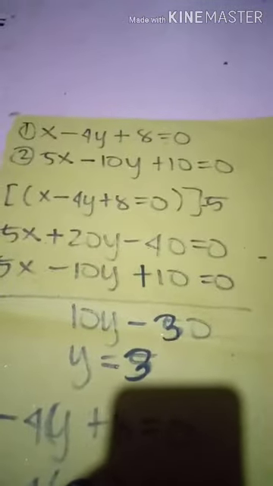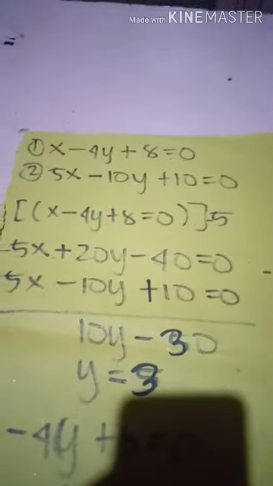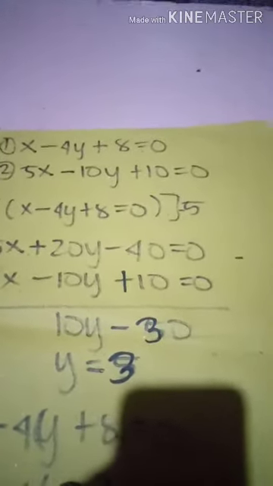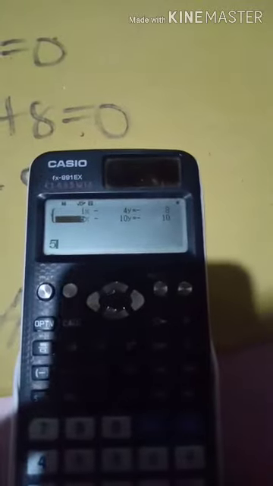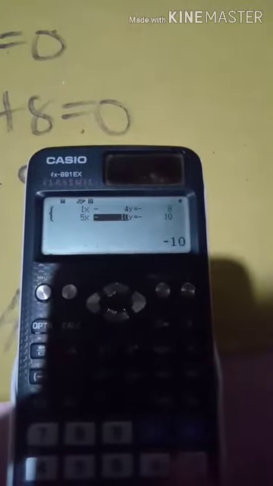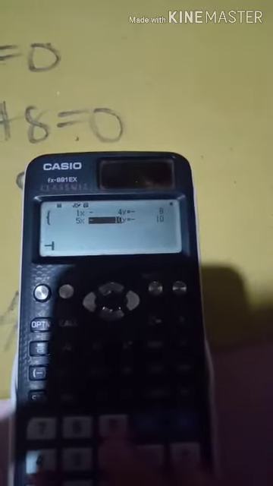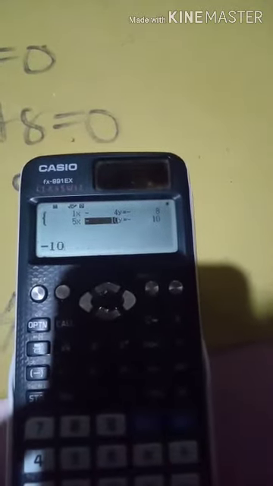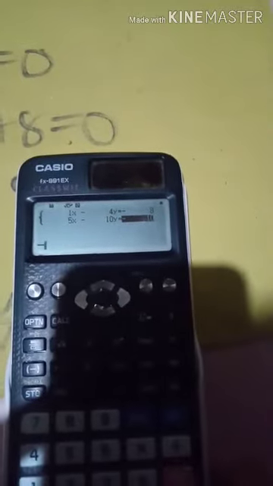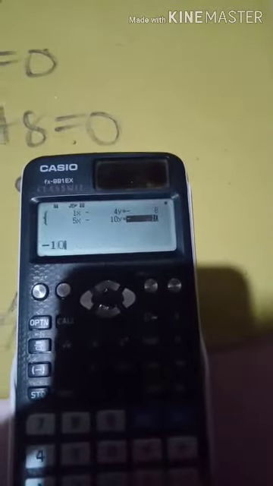So ang equation 2 is 5, ang x na to is 5, positive 5, y na to is negative 10, equals to negative 10 since positive man siya. So 5x minus 10y equals to negative 10.